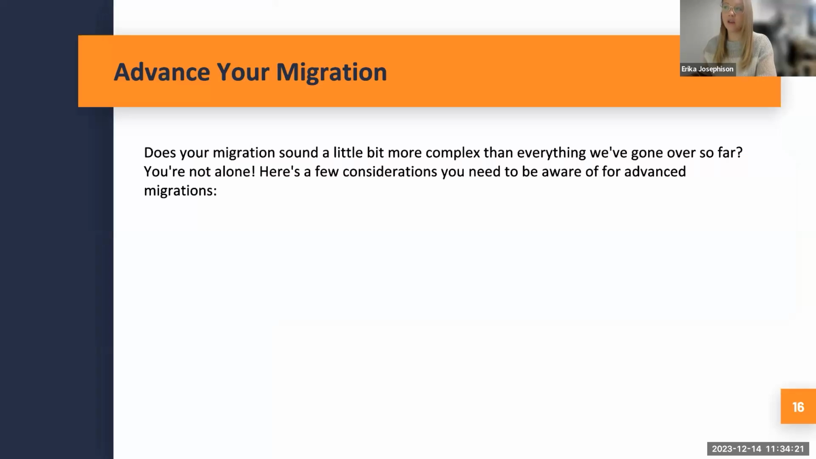But here are a few things that you might want to consider if your migration sounds a little bit more complex than everything that we've gone over so far. You're definitely not alone. So here are those considerations. The first one is integrations. A lot of people are not just migrating to HubSpot as a brand new system, they're adding HubSpot to their tech stack. So you will want to have a set of integrations. Maybe you are integrating to an ERP, maybe you are integrating to an e-commerce system, maybe you're integrating to a third-party marketing system if you're only using HubSpot for sales. Whatever the case is, you'll want to make sure that you have that integration as part of the migration, but integrations are a whole beast of their own.